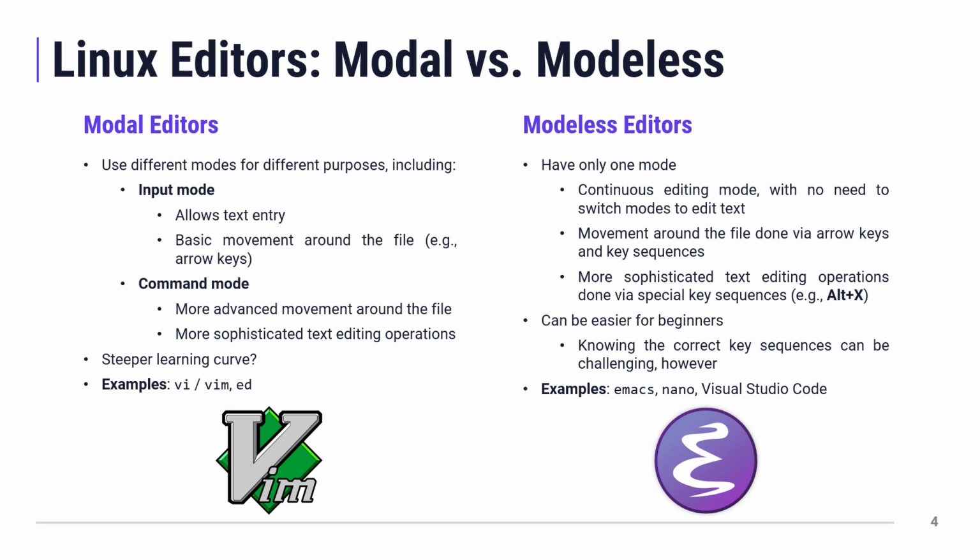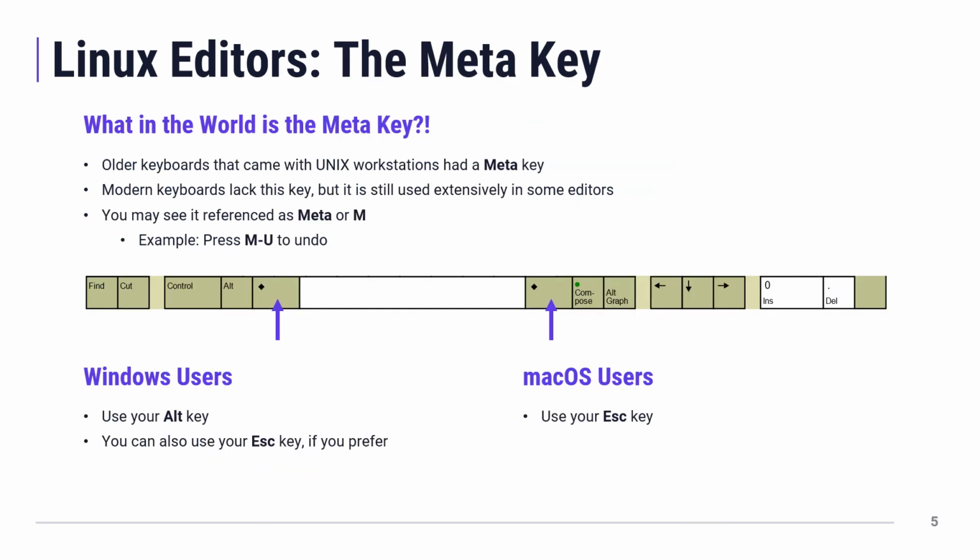So examples of modeless editors: Emacs, Nano, Visual Studio Code, Visual Studio, Notepad, all modeless editors. And just one thing to note, you might not be aware that Visual Studio Code is actually available for Linux. So you can install it on Linux and use it there. But we're going to be talking about text-based editors in this course.